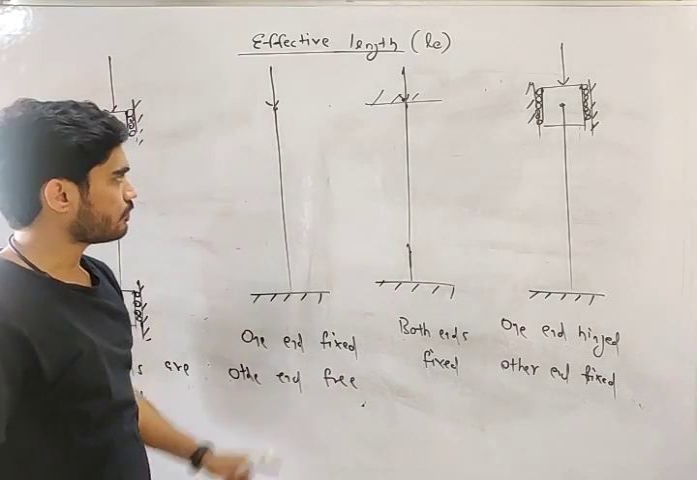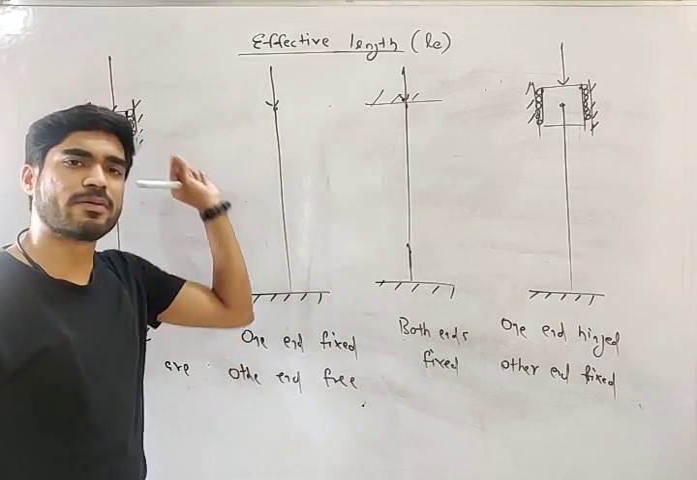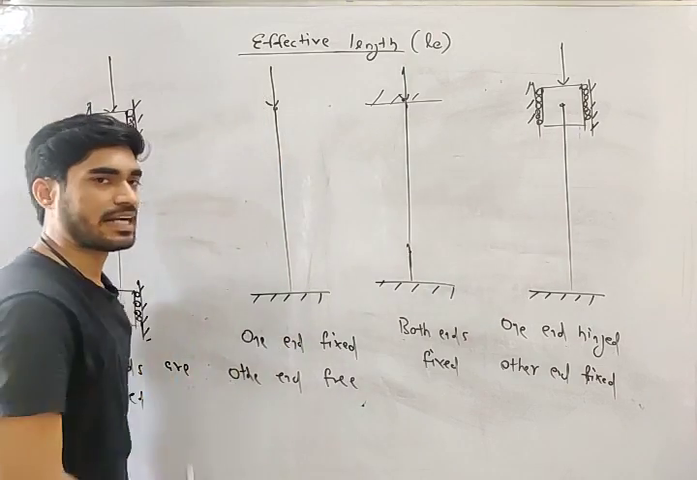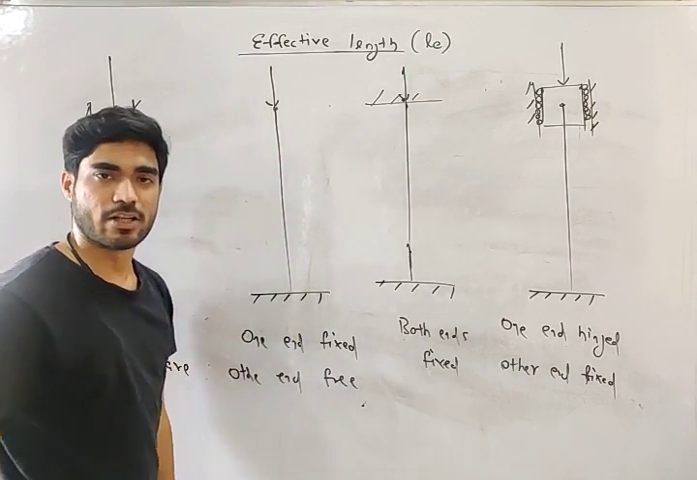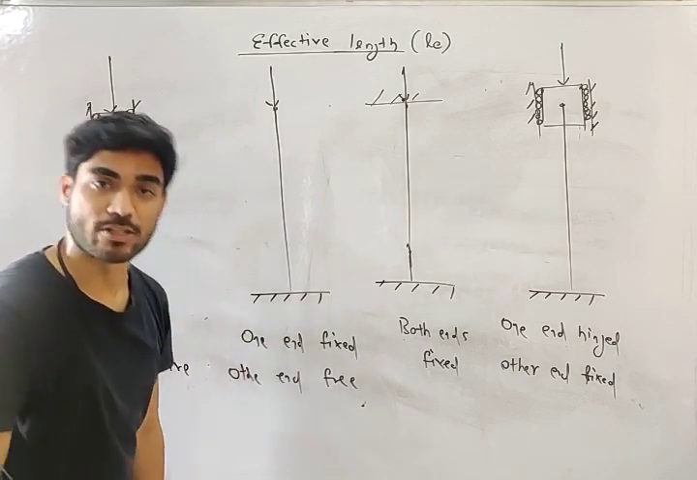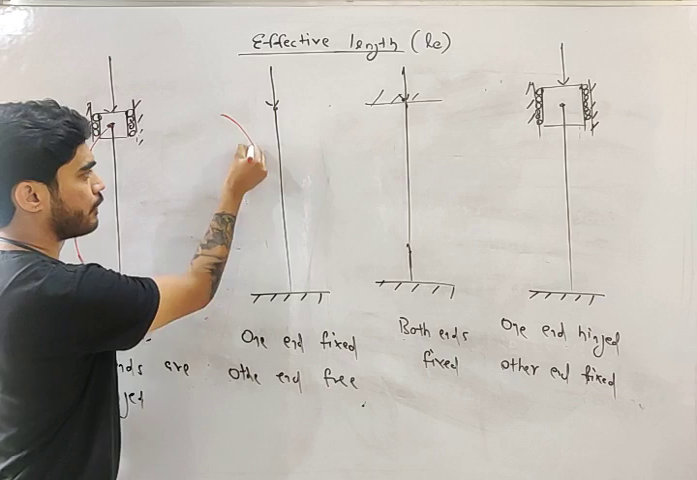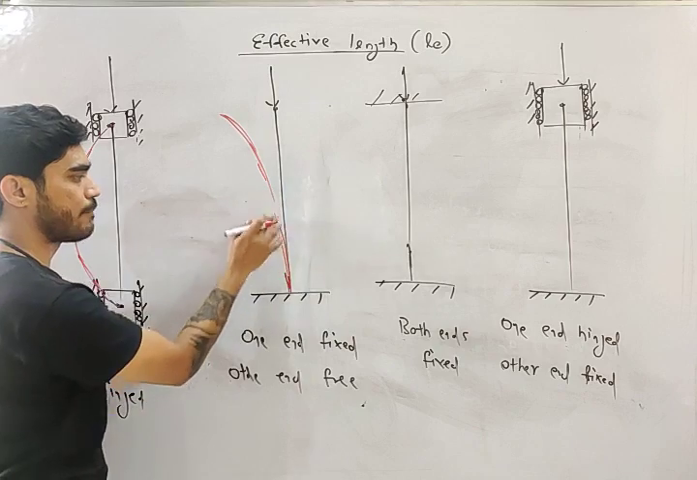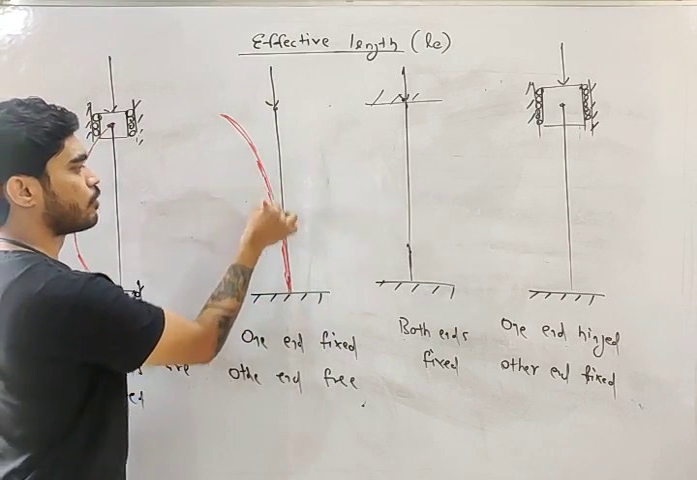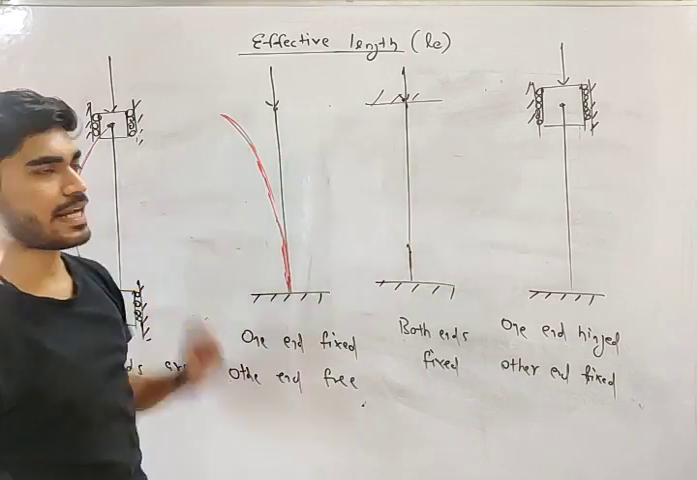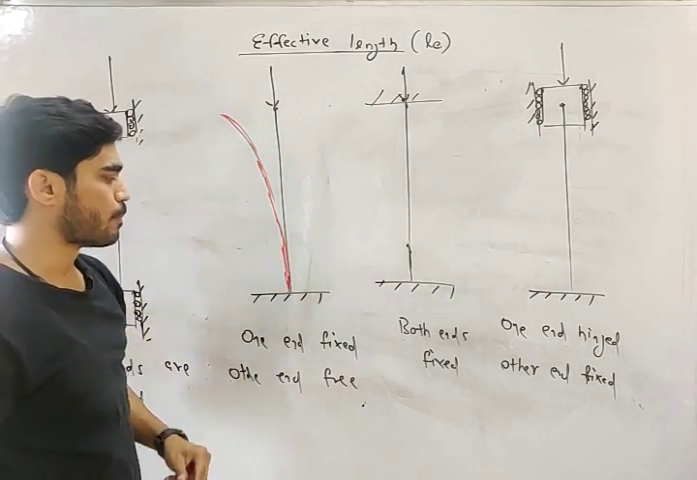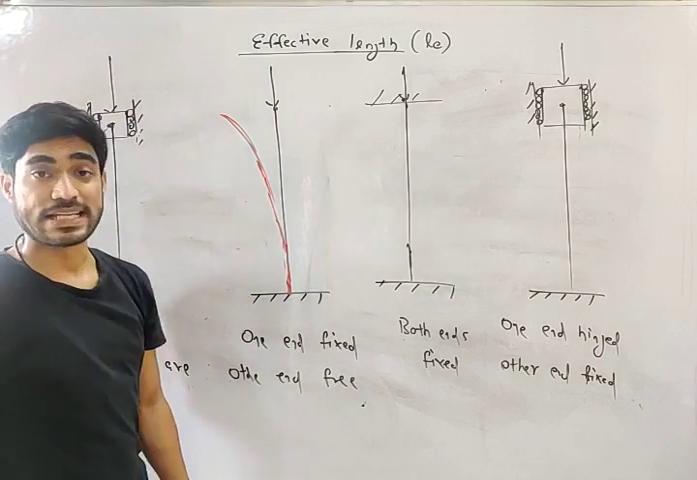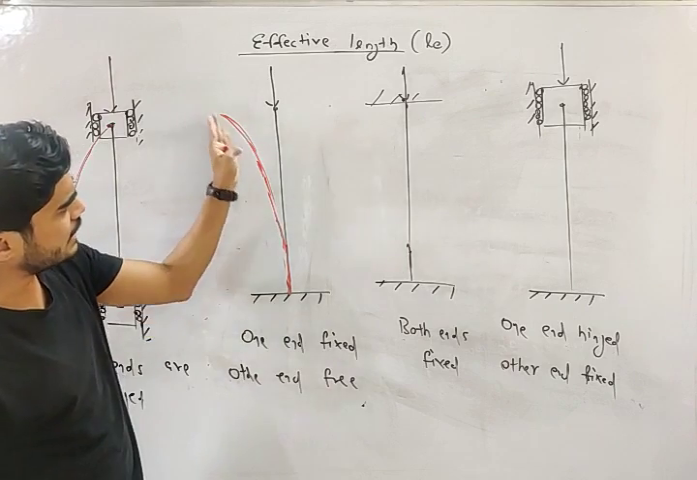Here, my friend, this is a free end, so there will be slope and there will also be deflection. But at the fixed end, deflection will be 0, and due to the fixed end, slope is also 0. So after buckling, it will look like this. This will be the final shape after buckling. There is deflection at the free end, and slope. But at the fixed end, no deflection and no slope. It is like a cantilever beam.